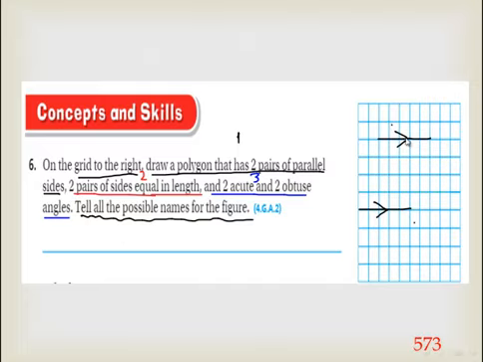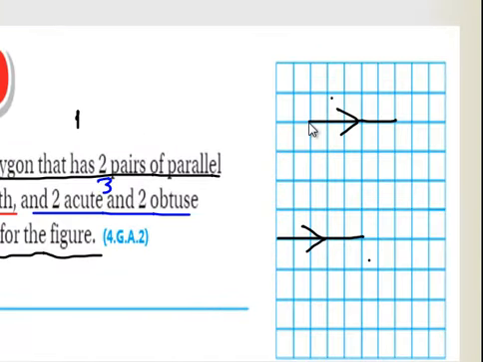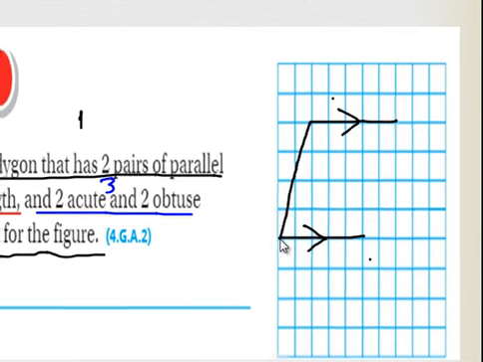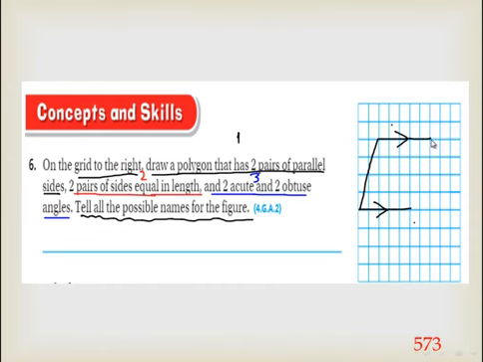Next, the second pair. I'm gonna match the first point and the second point together. Okay, here also the second pair of parallel sides, as you see. This is the first condition, and the second condition, two pairs of sides equal in length.